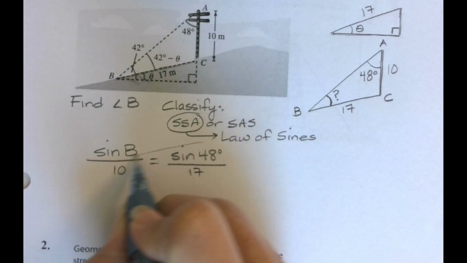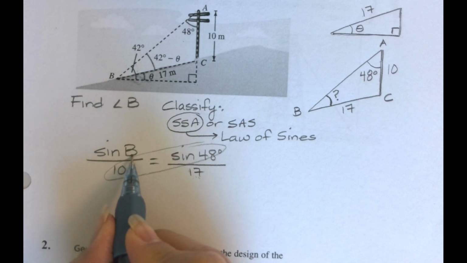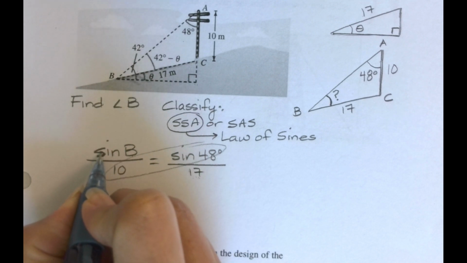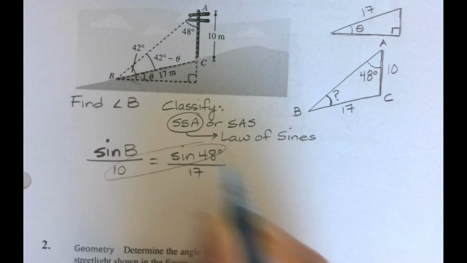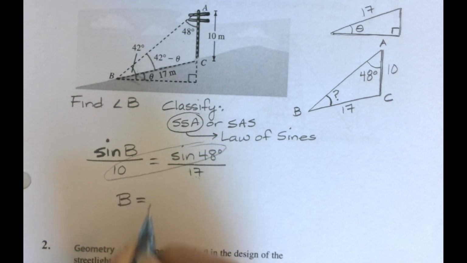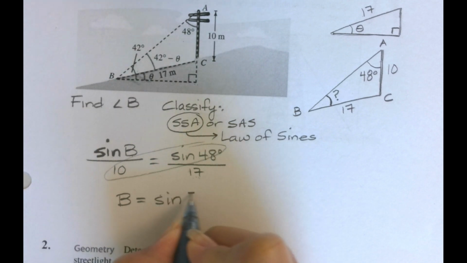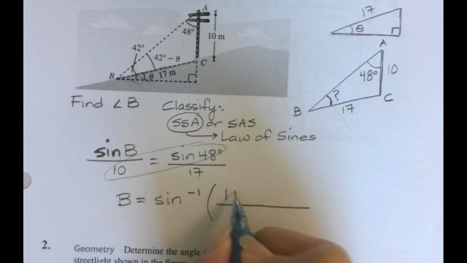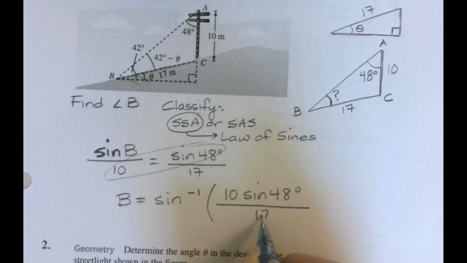So we will always cross multiply and then divide. Because we're solving for capital B, we have to take the inverse, okay? This sine right here, I'm going to put it really dark to remind you that you have to do something with it. What are we going to do with it? Move it over, and it becomes what? Sine inverse. Very good, Ken. So we cross multiply: 10 times the sine of 48 degrees divided by 17.